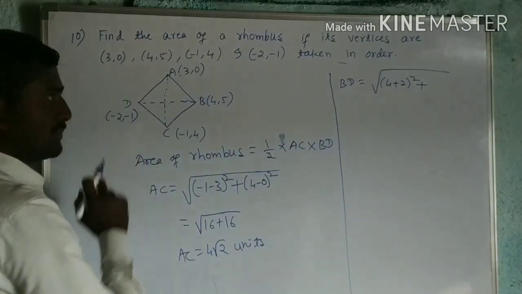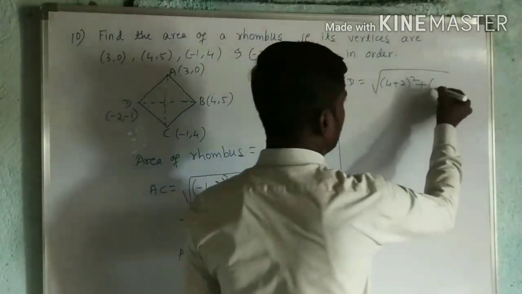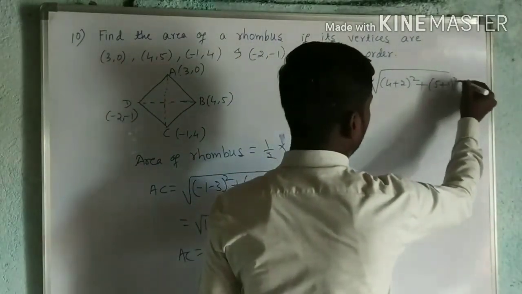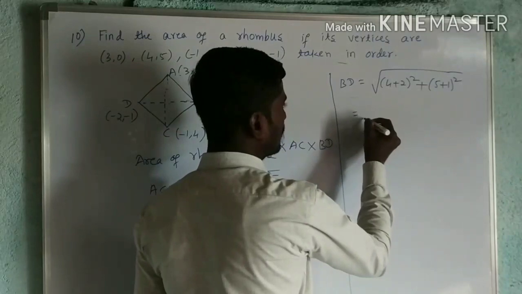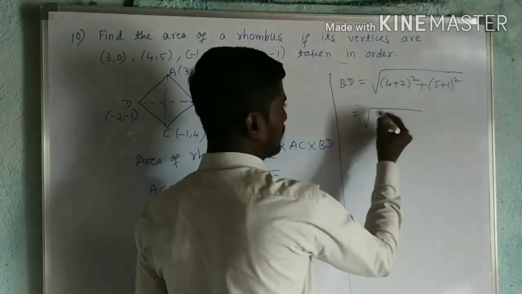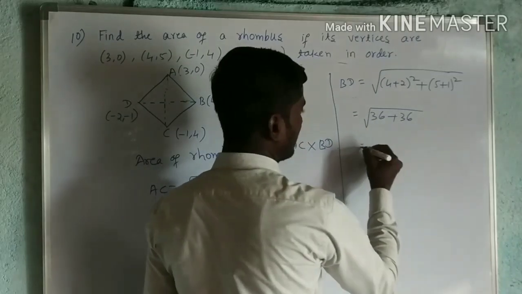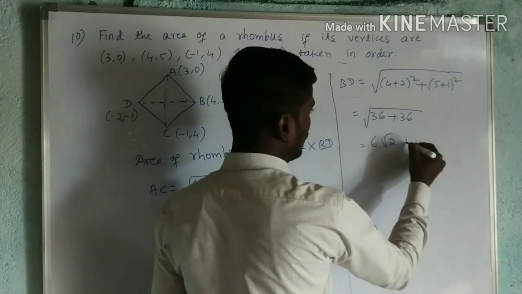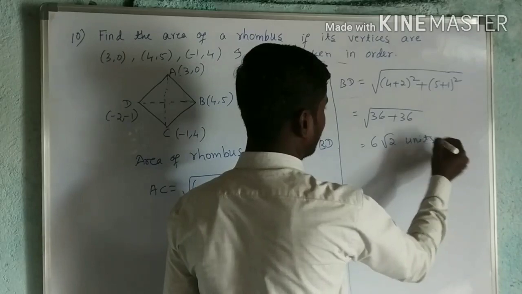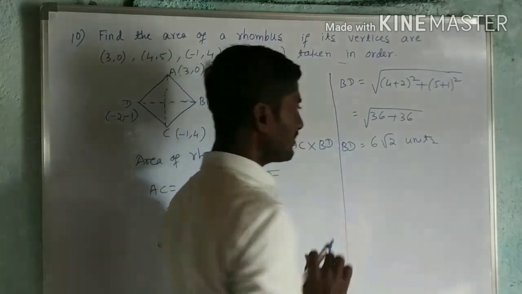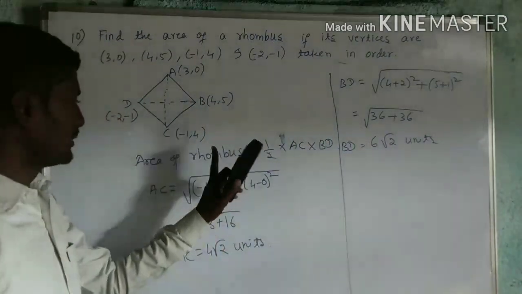Plus 5 minus into minus plus 1. 5 plus 1 whole square. Now this is equal to root of 6 square, that is 36, plus 6 square, that is 36. Here you are getting it as 6 root 2 units. This is BD. Okay. Now we can use this formula.